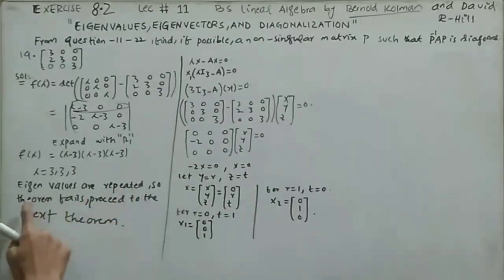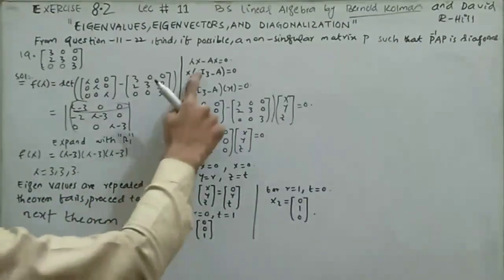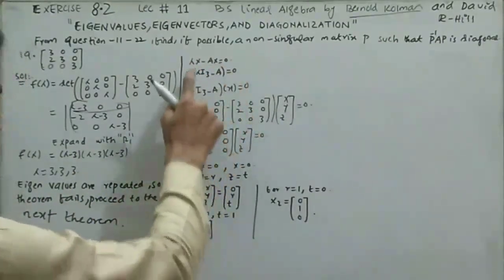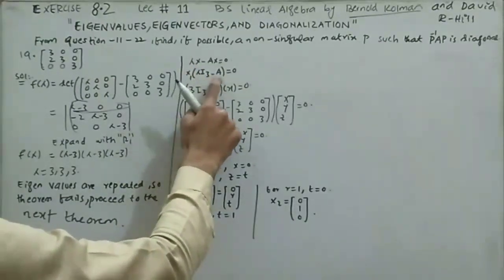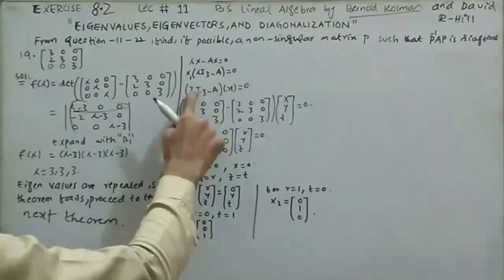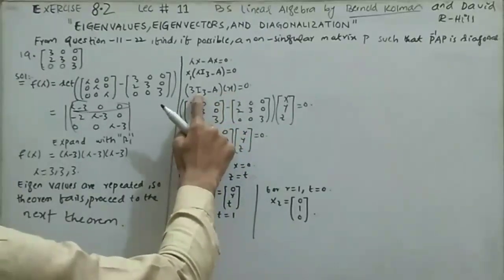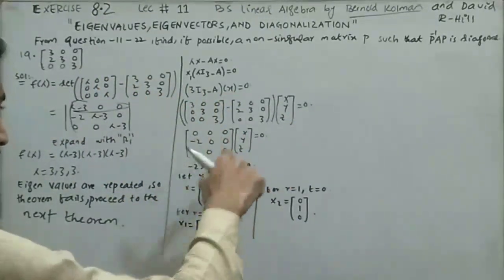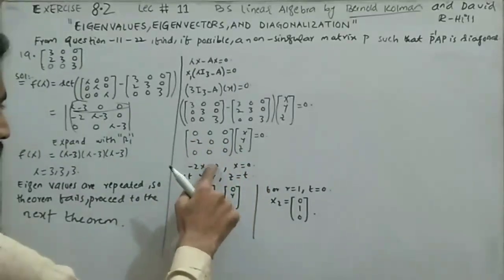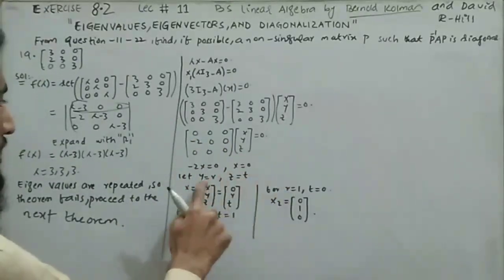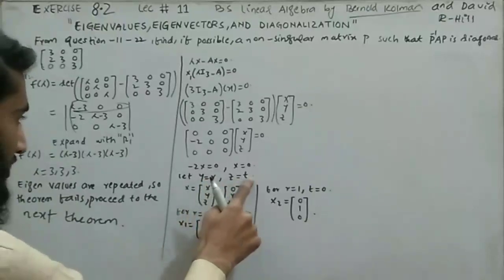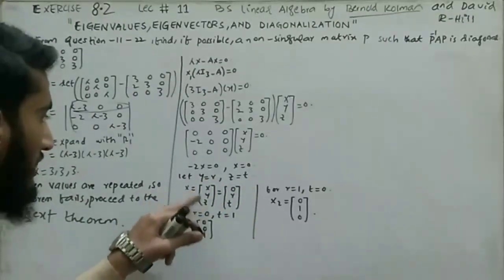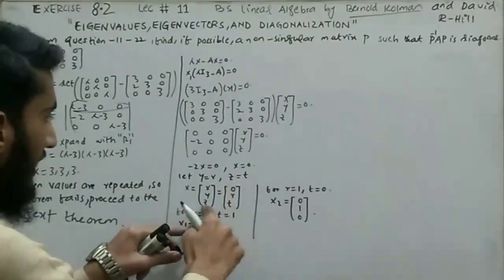Eigenvalues are repeated, so the theorem fails. Proceed to the next theorem. Ax is equal to lambda x, so lambda x minus Ax is equal to 0. X common, we are left with lambda I3 minus A. So put lambda 3 over here, it becomes 3 I3 minus A into x. So 3 into I3 gives us this, minus A is given, into xyz is equal to 0. By simplification it gives us minus 2x is equal to 0, and I don't have any value of y and z. So let's suppose I consider y as r and z as t. So over here my x is xyz, so x is 0, y is r and z is t.